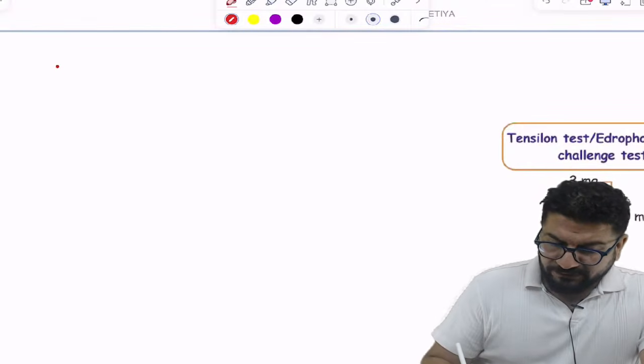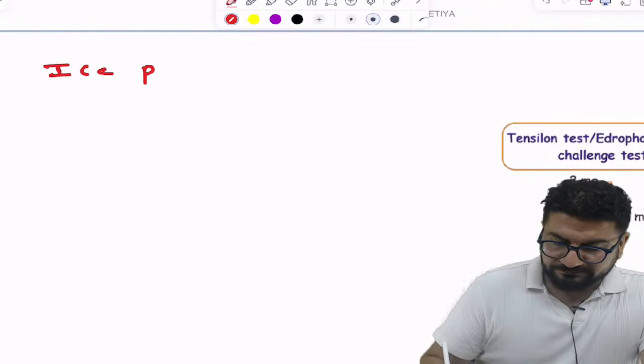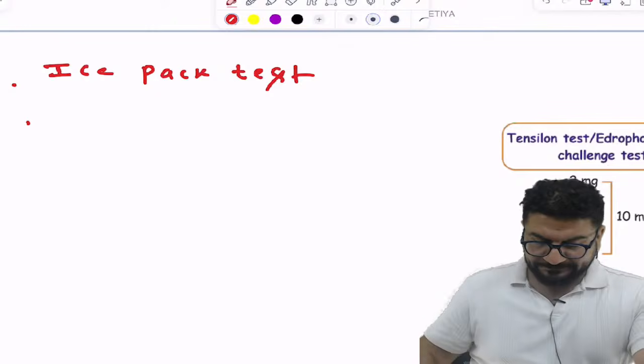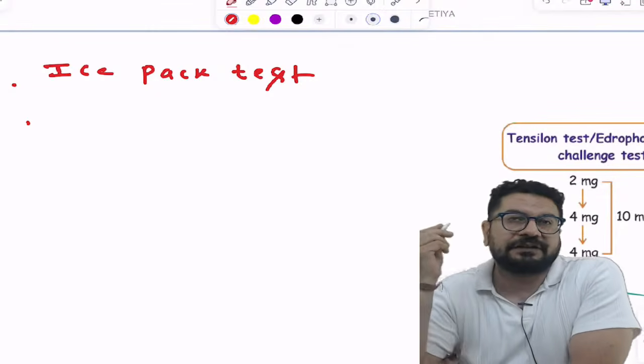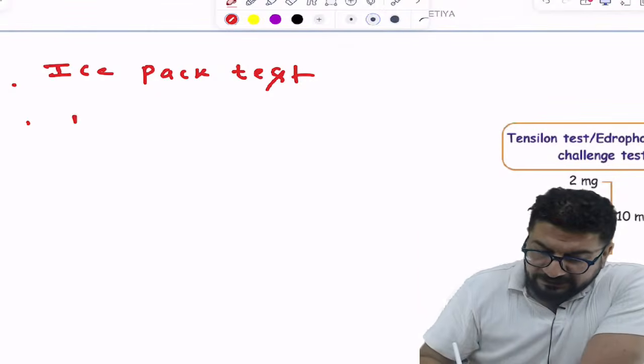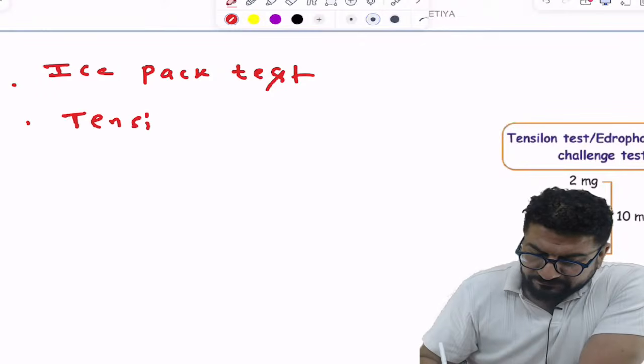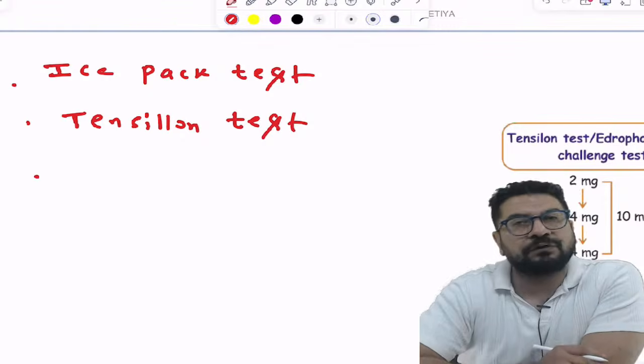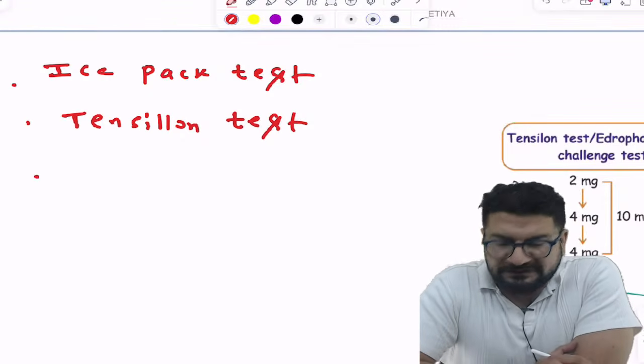So myasthenia के लिए what we can do is a test called ice pack test. Then for myasthenia, what else we can do? We can do for screening the Tensilon test. Tensilon test. For myasthenia, what else we can do? और क्या आप कर सकते हो?